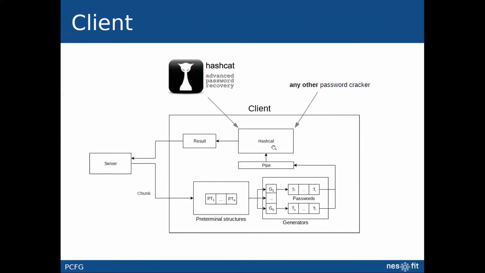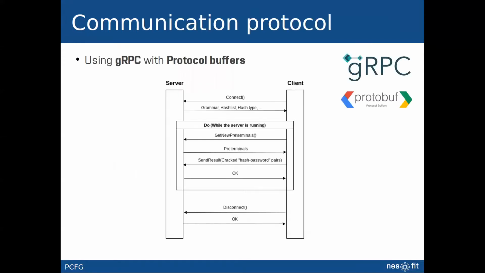The result of the cracking session is then reported back to the server, so the server can update its internal state, it can update its structures, and so on. The protocol here is pretty simple. The client connects to the server. First, it receives the grammar, the list of hashes to be cracked, and the type of algorithm that we are cracking. Then this goes in a loop.